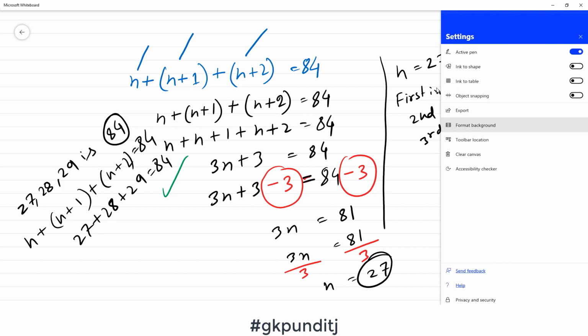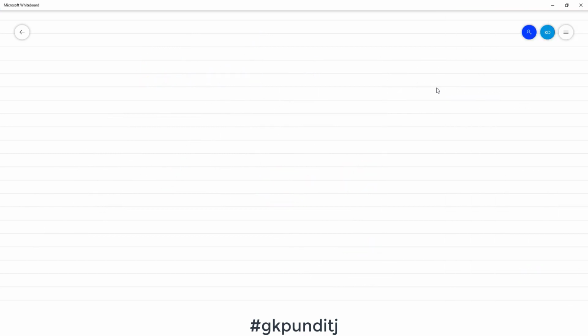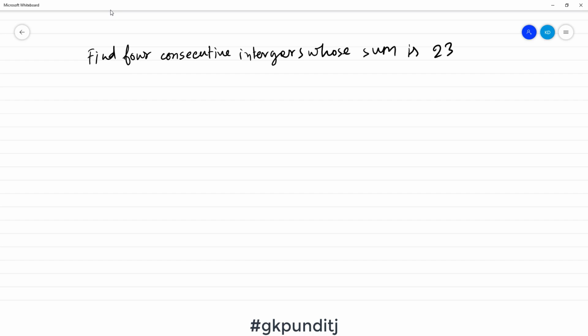So, take another question for clarifying this formula. Find 4 consecutive integers whose sum is 238. So let's start ahead, determine the important facts of the given problem.